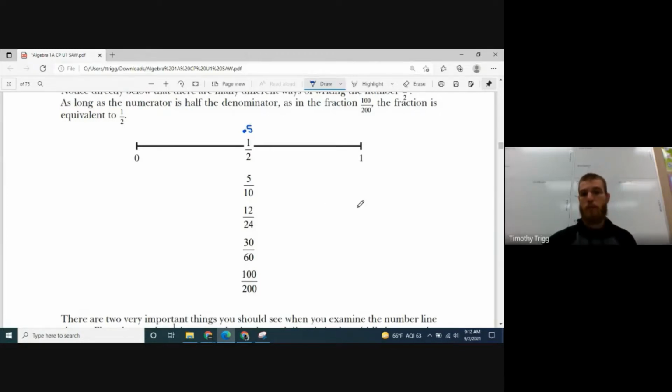These are all equal. And you could always check with your calculator once again. If I did 1 divided by 2 in my calculator, I get 0.5. If I did 5 divided by 10, I also get 0.5. Or 100 divided by 200 also gives me 0.5. Okay?